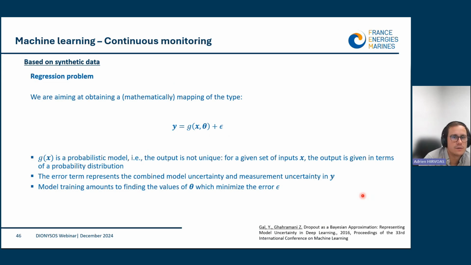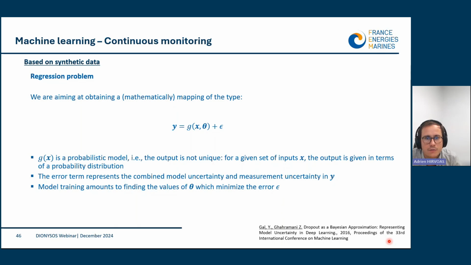So the second aspect was a regression problem. We are using synthetic data, so data obtained thanks to the numerical model. The objective of this second aspect was to replace the costly numerical model by a mathematical formulation, which is much faster to run. And the idea in our study was to consider the model as probabilistic, so we will have a probability distribution as a prediction.